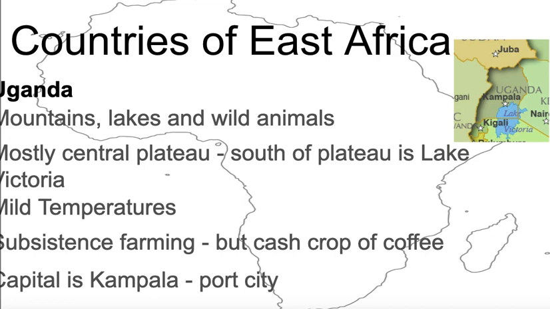A lot of rich soil, a lot of rain, makes good land for farming. So more than 80% of Uganda's people are employed in agriculture. Most farmers work on subsistence farms.